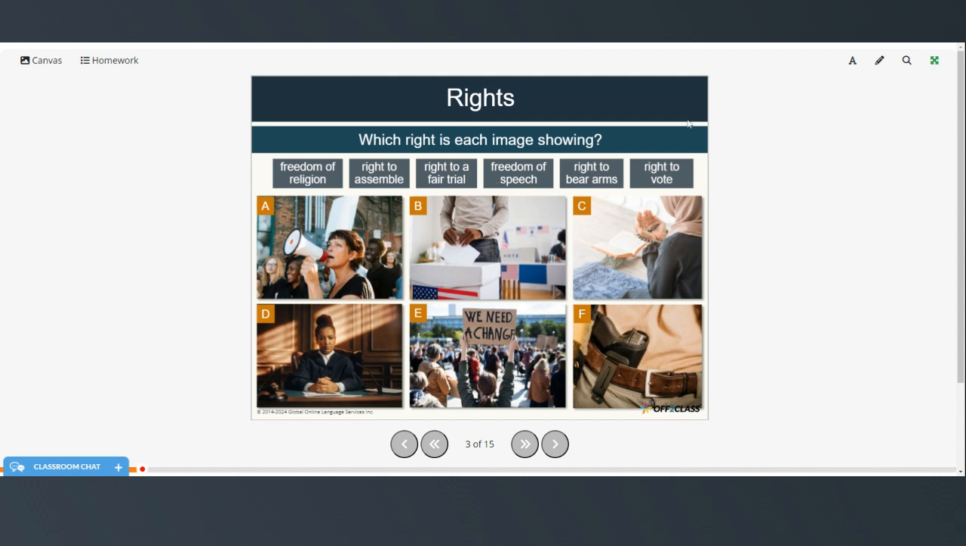So picture A would be freedom of speech. Picture B would be the right to vote. Picture C would be freedom of religion. Picture D would be the right to a fair trial. Picture E would be the right to assemble. And picture F would be the right to bear arms.